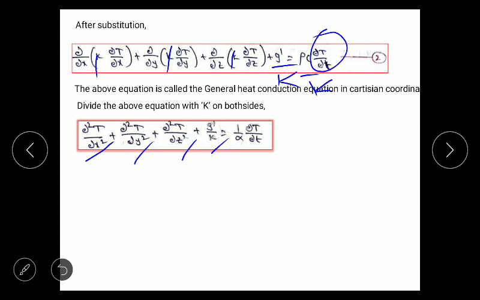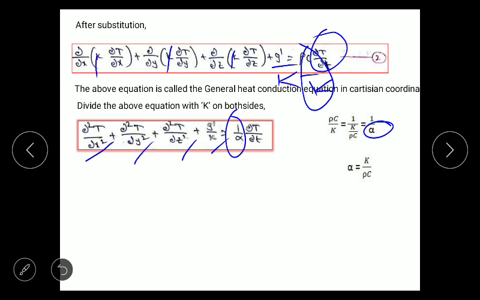This 1 by alpha came like this: here it is rho C by K, and that rho C by K can be written as the reciprocal, 1 by K by rho C, and K by rho C is indicated with alpha, the coefficient of thermal diffusivity, alpha. So alpha equals K by rho C. So here we got 1 by alpha into dou T by dou t. This is the final equation, the general heat conduction equation in its simplest form for a body in Cartesian coordinates or rectangular coordinates.